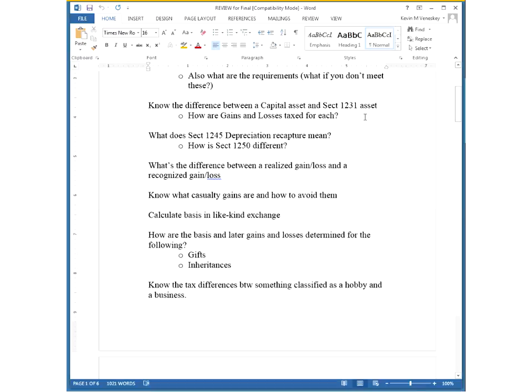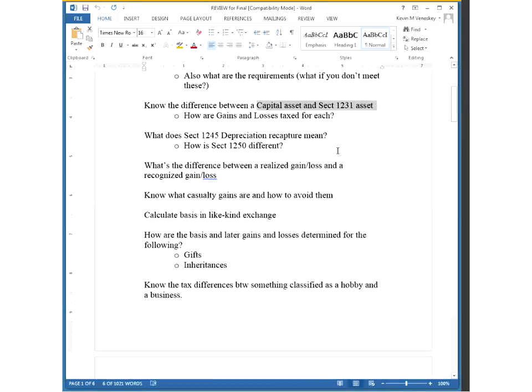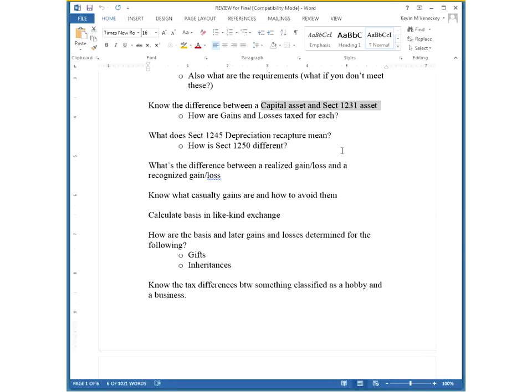And then the difference between a capital asset and a Section 1231 asset. Remember, they both have the gain option, the preferable gain treatment. If you have a capital asset, you can tax it at a lower percentage, or even zero if you're in the low brackets. So they both give you that option, that lower gain percentage.